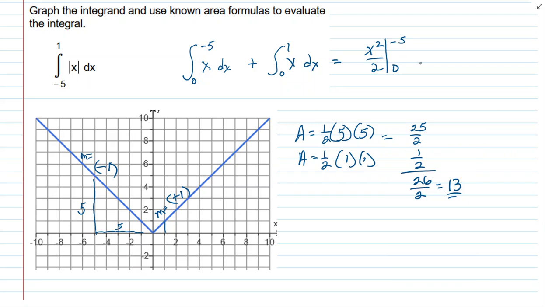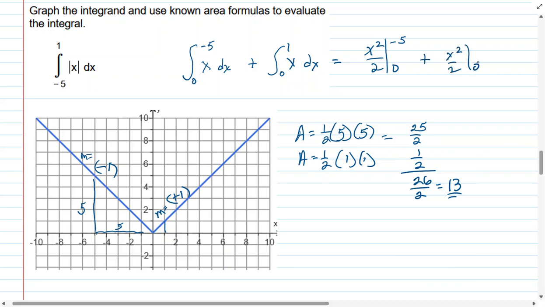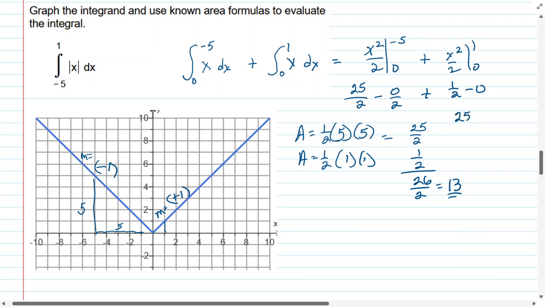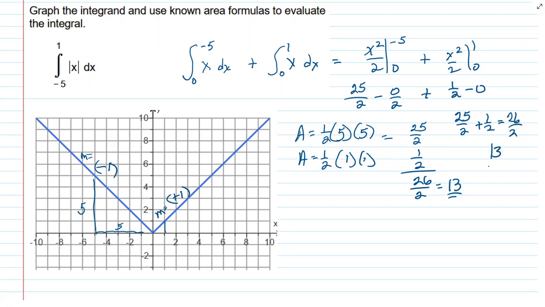And we're talking about the same from 0 to 1. If I did the math on this, I would have 25 halves minus 0 halves, plus I would have the 1/2 minus 0. So when I do the math on that, I'd have 26 halves, 13 square units.